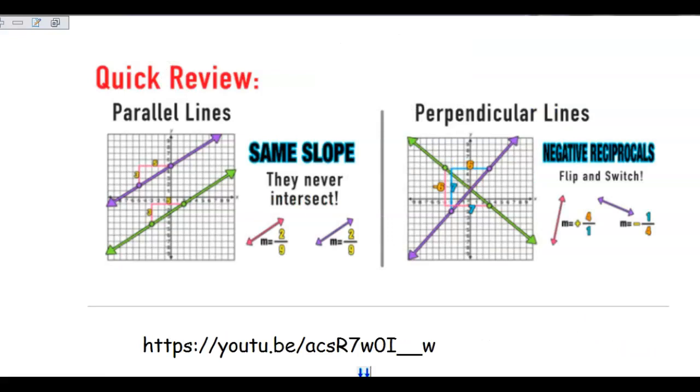All right, so quick review. Parallel lines have the same slope. They never intersect. Perpendicular lines, they do intersect. They intersect at a 90-degree angle, and the slopes are negative reciprocals of each other.